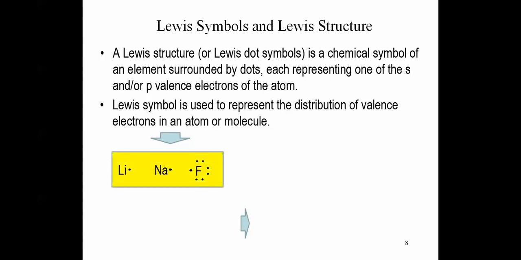Okay. So examples of Lewis structures: for lithium, we only have one valence electron in the outermost shell. Sodium, we have one valence electron in the outermost shell.